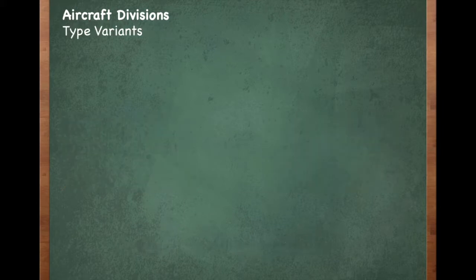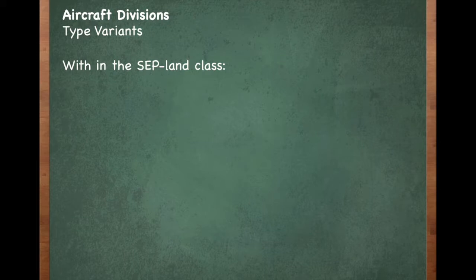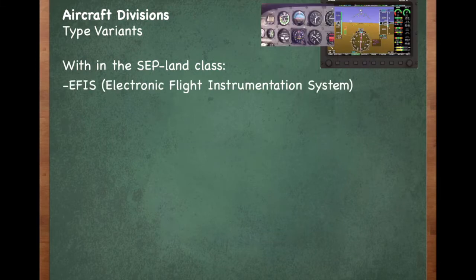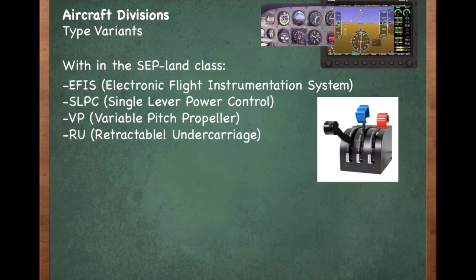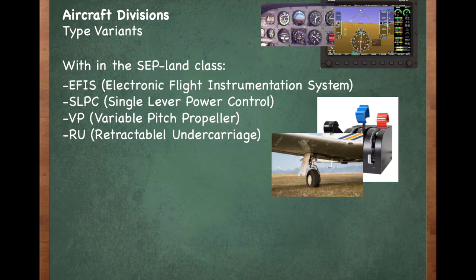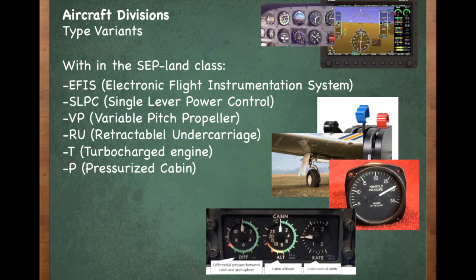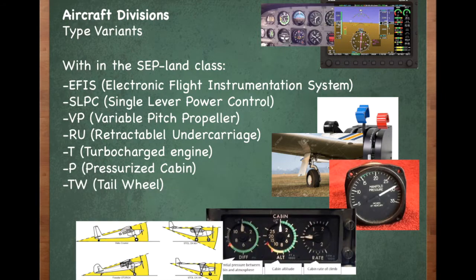Specifically within the single-engine piston land class, an additional subdivision is introduced known as type variants. The following type variants exist within the single-engine piston land class: electronic flight information system, sometimes called glass cockpit; single-lever power control, also referred to as FADEC; variable pitch propeller; retractable undercarriage; turbocharged engine; pressurized cabin; and tail wheel. You'll be issued the type variant and class rating included in your PPL training program.